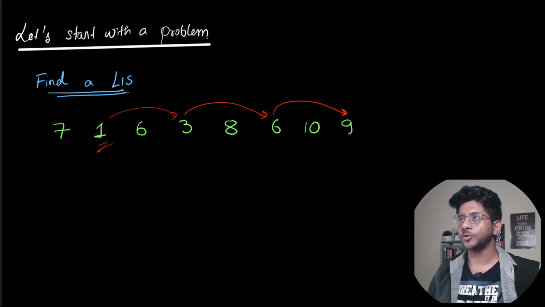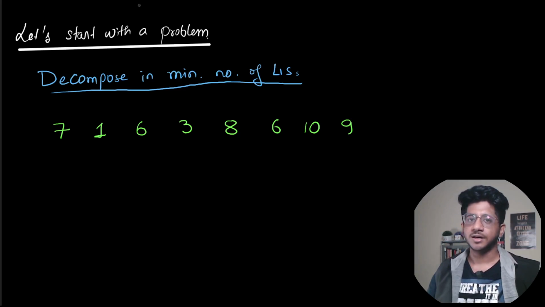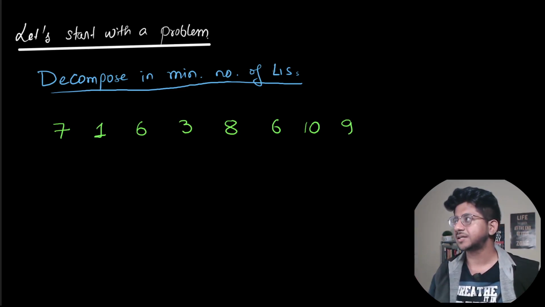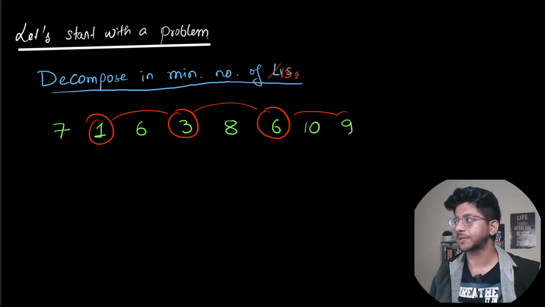Now, let's say the new problem asks: decompose this array into the minimum number of LIS, which means we have to make sure that every element belongs to a particular sequence and all of them are increasing subsequences. I would not say LIS, I would say increasing sequences. So let's say I take one of the sequences to be this, which we had over here.